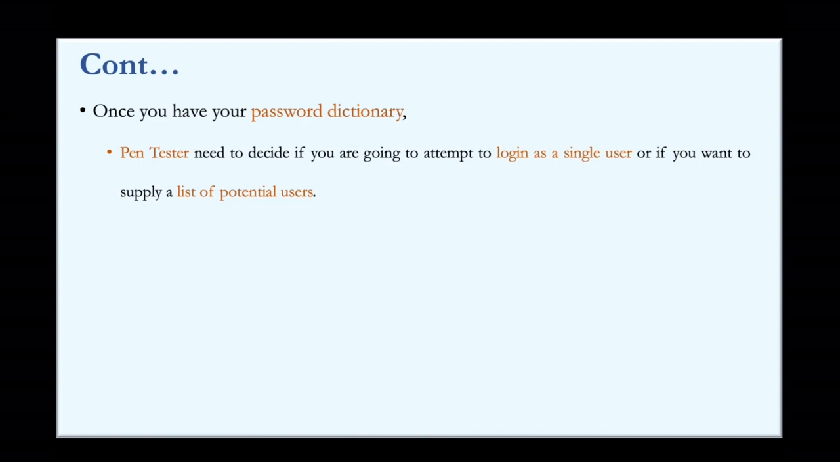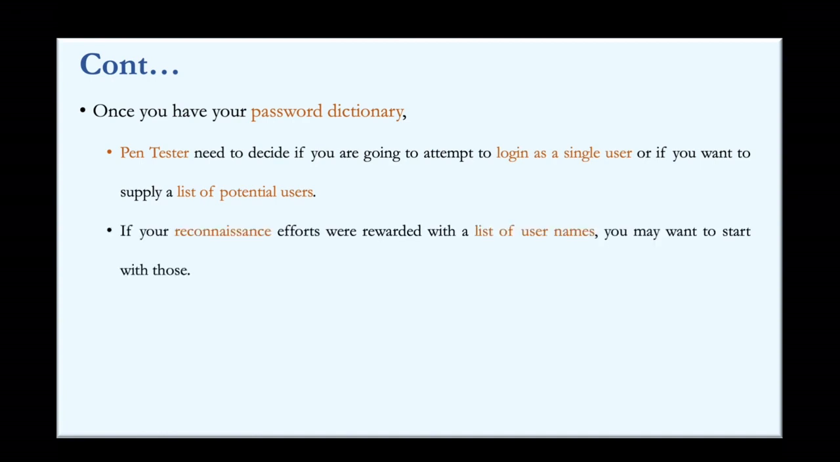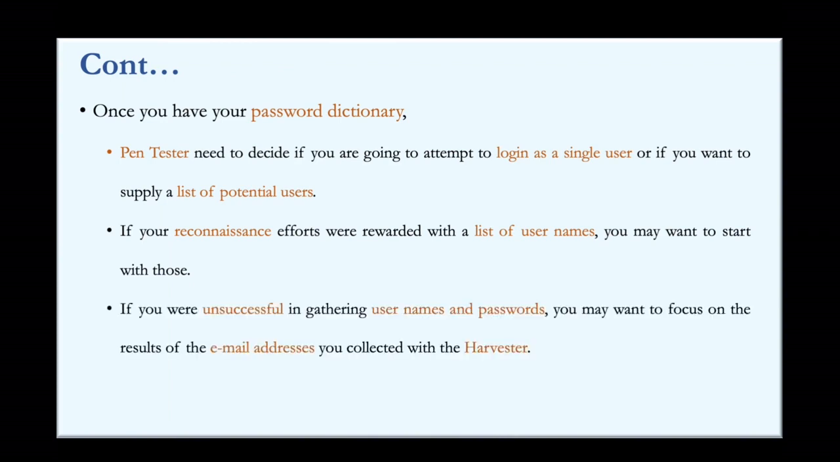So as a pen tester, how are you going to log into the target? If your reconnaissance efforts were rewarded with a list of usernames on the target network, you may want to start with that list of usernames with this password dictionary. If you are unsuccessful in gathering usernames and passwords in the reconnaissance phase, you may want to focus on the results of the email addresses which you collected with the harvester tool in the reconnaissance phase.